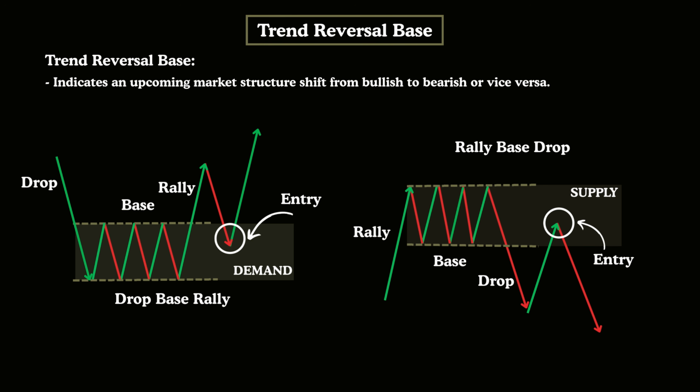Rally base drop. Conversely, in this pattern, the market rallies first, then enters a sideways consolidation forming the base. Following that, significant selling pressure emerges, breaking the base to the downside. This signals a possible shift from a bullish to a bearish trend. Here, traders typically wait for price to return to the base, which now serves as a supply zone, before considering short positions in alignment with smart money activity.